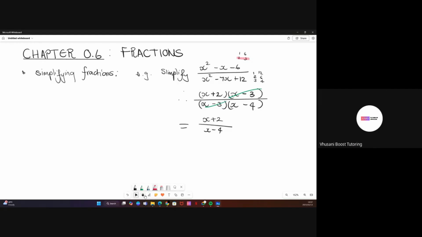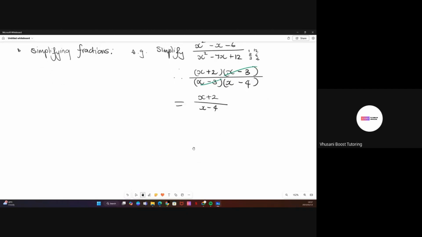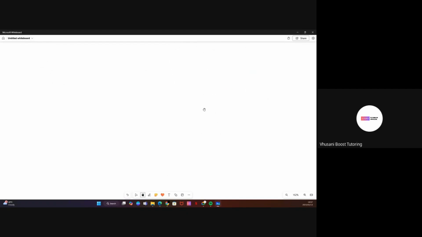So simplifying your fractions is something that you always need to try to do. Any fraction question that you have, always try to find a way to simplify it. If you can't, that's when you can start using the other operations on fractions. Okay, I hope you guys heard me on that one.